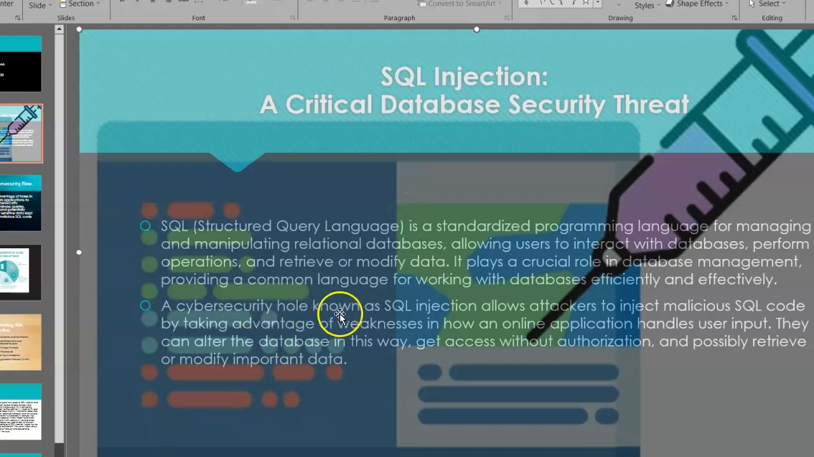A cybersecurity hole known as SQL injection allows attackers to inject malicious SQL code by taking advantage of weaknesses in how an online application handles user input. They can alter the database in this way. If your database is being altered or modified, you can see how important it is to protect yourself, because they can misuse your personal data, get access without authorization, and possibly retrieve or modify important data.